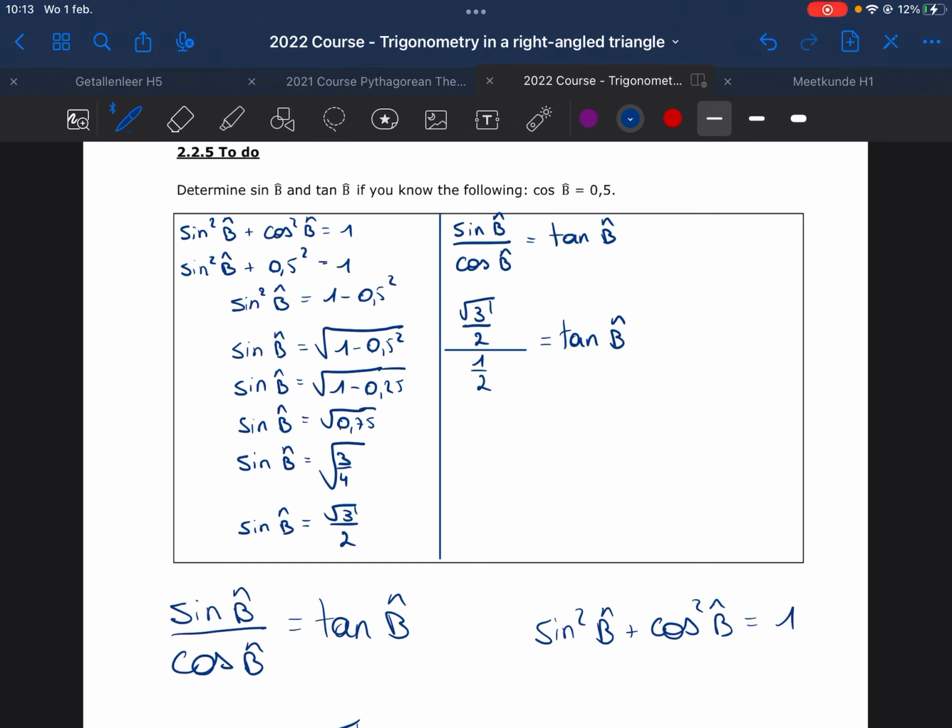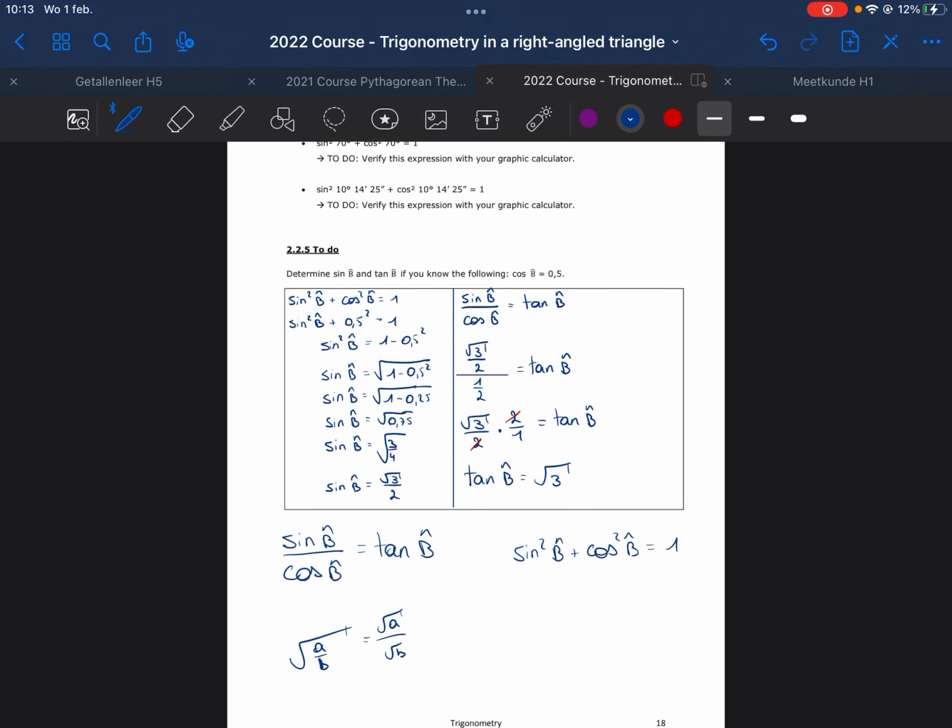Now let's rewrite this a little bit to a multiplication. So the square root of 3 over 2 times the inverse, right? So 2 over 1 should equal tangent of B. Now, these 2's cancel each other out, and what do we find? Well, the tangent of B equals the square root of 3. So this is how you apply these two relations that we have found.